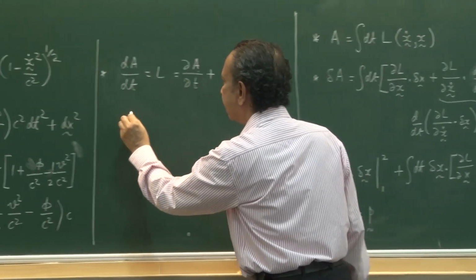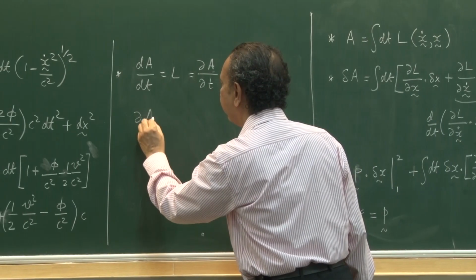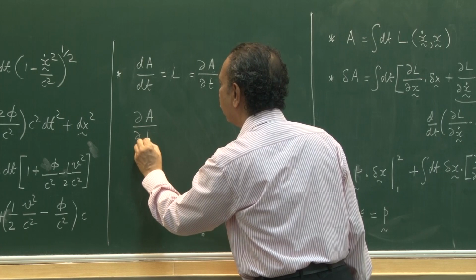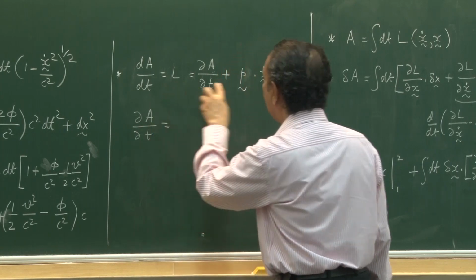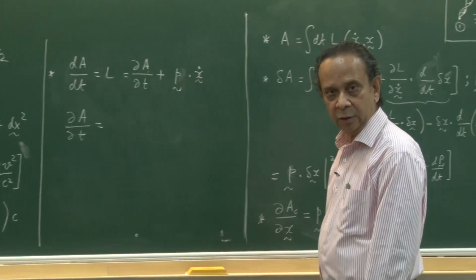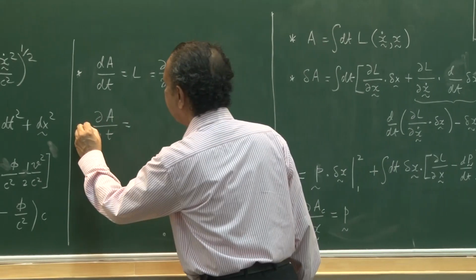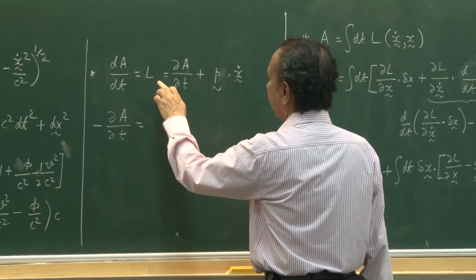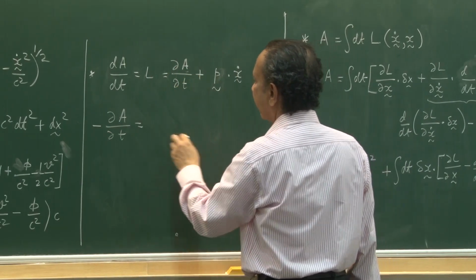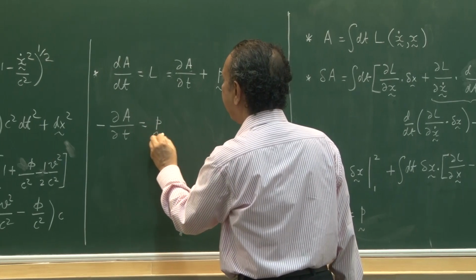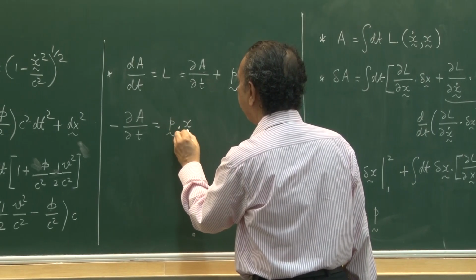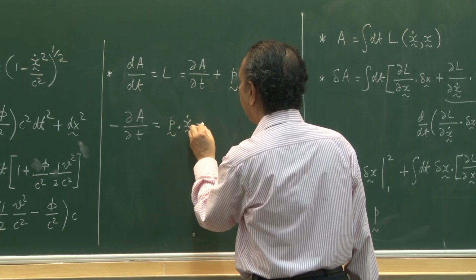So, you find that this dA by dt is L minus p x dot. People usually write it as minus dA by dt. So, dA by dt would have been L minus this quantity. So, this is p x dot minus L.